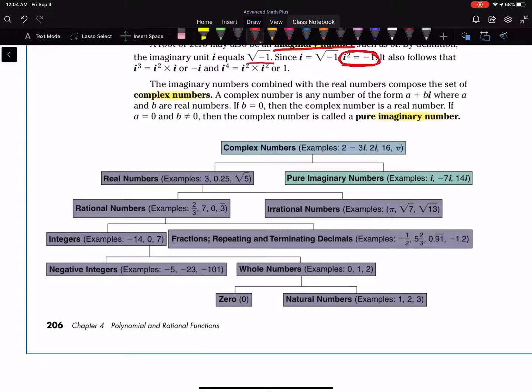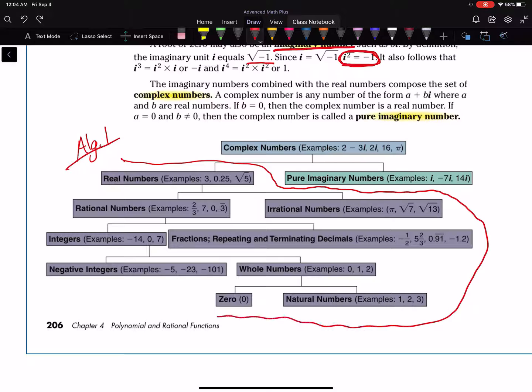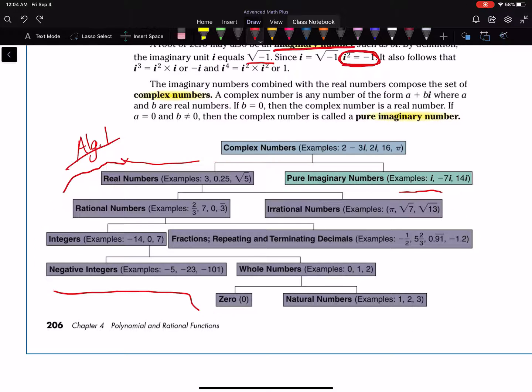We start you off simple in Algebra 1, okay? Everything in Algebra 1 is real. So in Algebra 1, you're basically concentrating on these numbers, okay? That's the only ones you work with in Algebra 1. Then in Algebra 2, you discovered that there's this thing called an imaginary number. Pure imaginary numbers are simply just imaginary numbers by themselves.